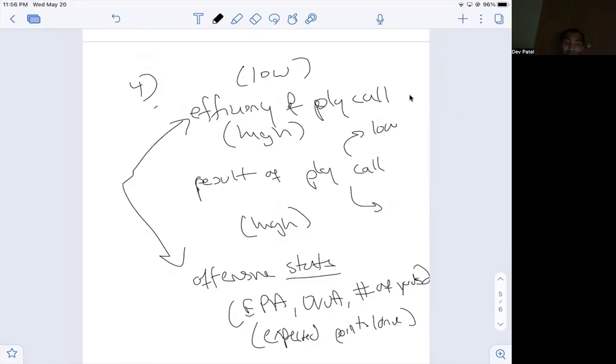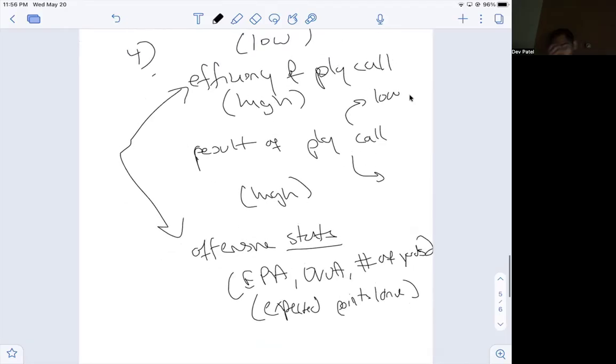calls across teams and see if there is a correlation between these two, the efficiency of the play call and the offensive stats. Now, if there is, then that would give some credibility to our metric that a higher efficient play call will result in higher offensive performance, right? Relative to what it could have been. So that's how we can measure efficiency of play call.